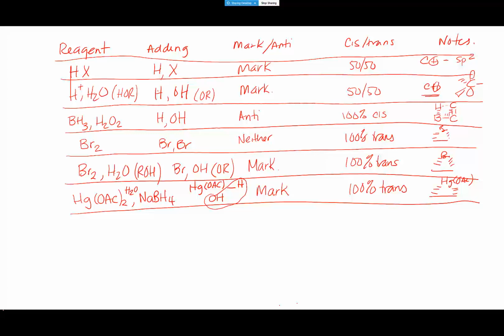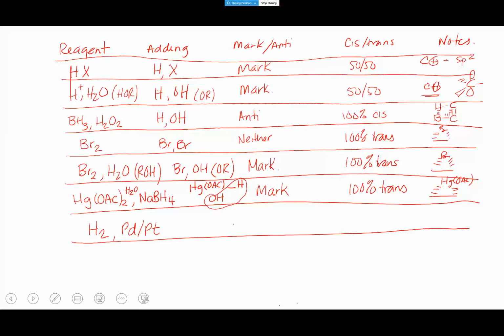Making epoxides does not fit this addition because I'm basically adding the same thing. And then our last one for yesterday was hydrogenation with either a palladium or a platinum catalyst. They are important. So what am I adding in the hydrogen case?